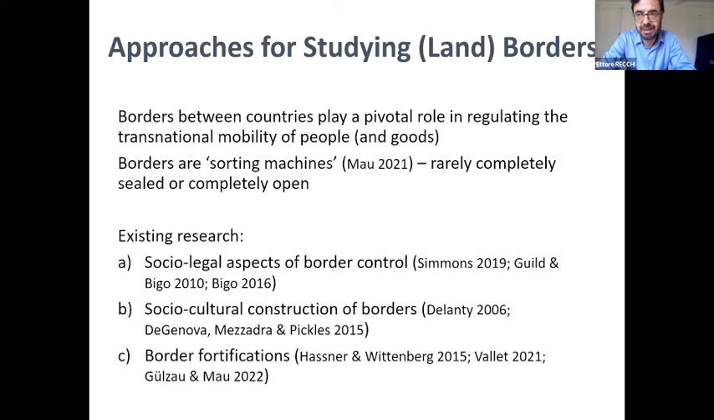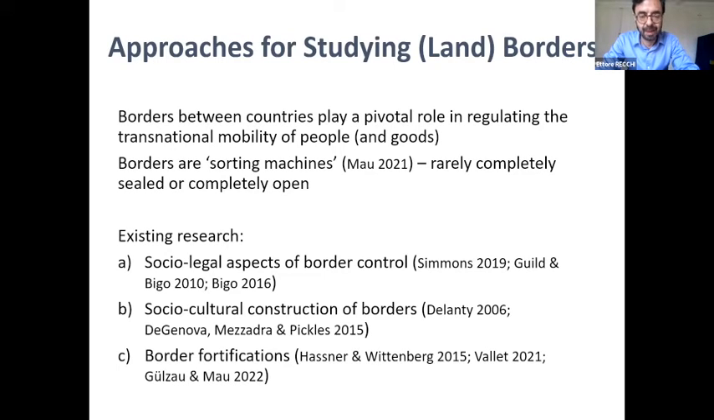Borders shouldn't be considered to be like sealed walls or open fields. Actually, all borders are something in between. I like very much my colleague Stephen Mau's definition. Borders are sorting machines for people and for goods as well, because the exchange of goods is also part of transnational movements. But when it comes to people, there are at least 3 different approaches to the study of borders.